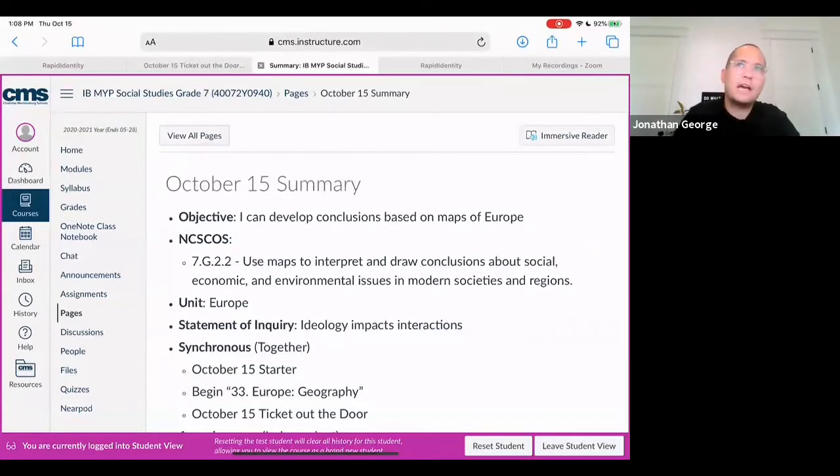And we're going to look at that and use that statement of inquiry as we look into Europe for the entire unit. And how do the ideas of these different groups of people, these leaders, impact the way that people interact and the decisions that they make.